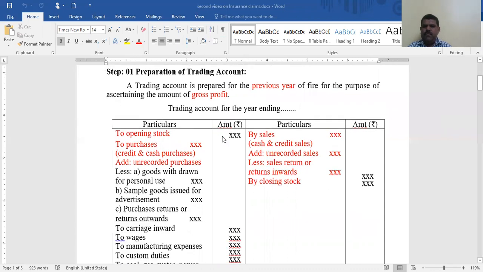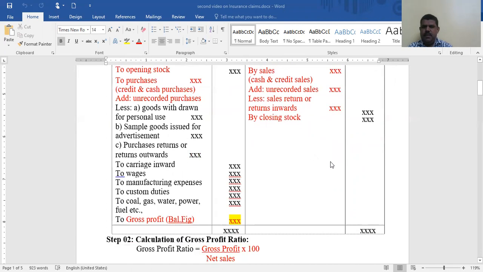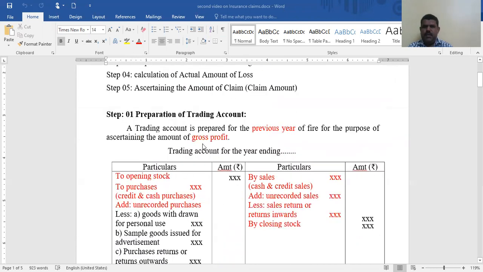We need to follow 4 things: opening stock, purchases, sales and closing stock. Other items are there, like goods withdrawn for personal use, purchase returns, carriage inward, wages. There are other direct expenses which need to be recorded. But the first 4 items are very important: opening stock, purchases, sales and closing stock. Once we enter these 4 items, get the total and get the answer, that is the gross profit, which is the closing answer. So step number 1 is over.